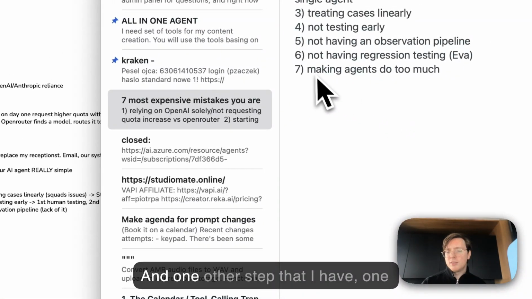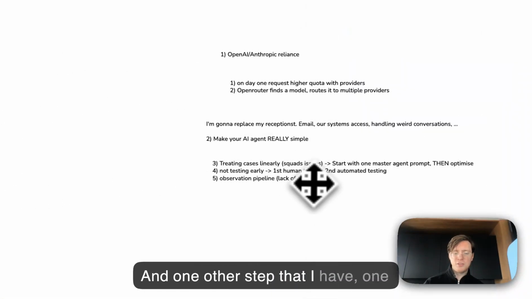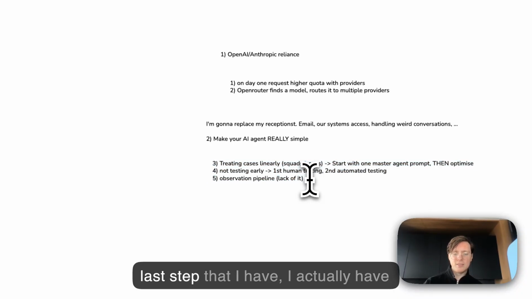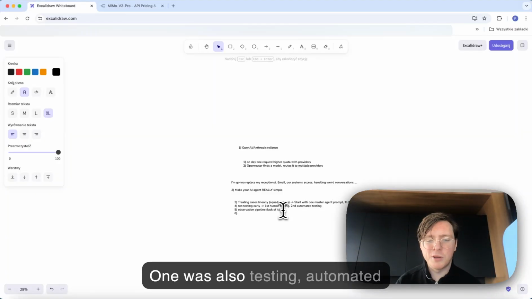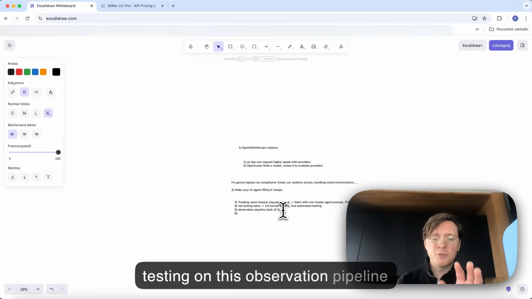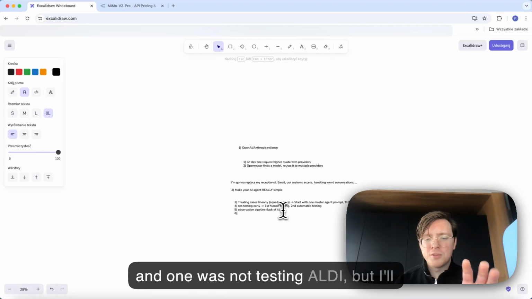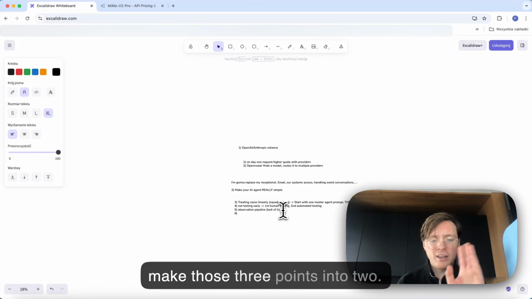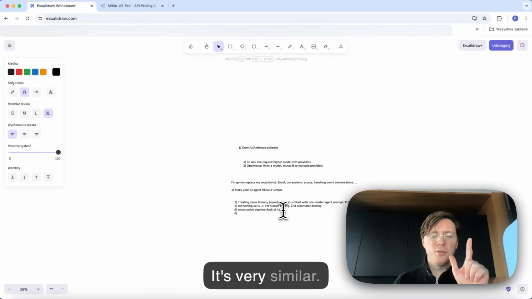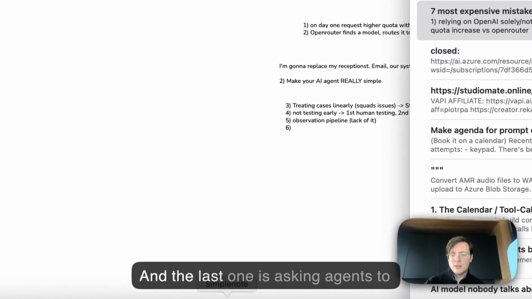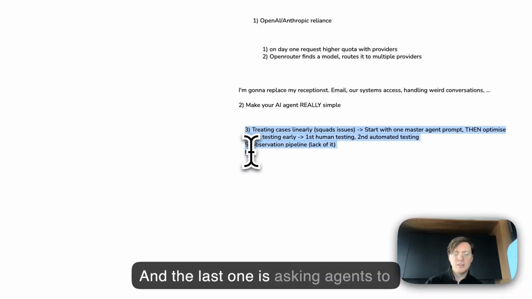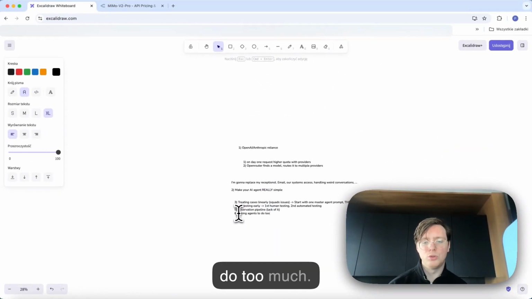And one last step that I have. I actually had 7. One was automated testing. One was the observability pipeline, and one was not testing early, but I'll make those 3 points into 2. It's very similar. And the last one is asking agents to do too much.